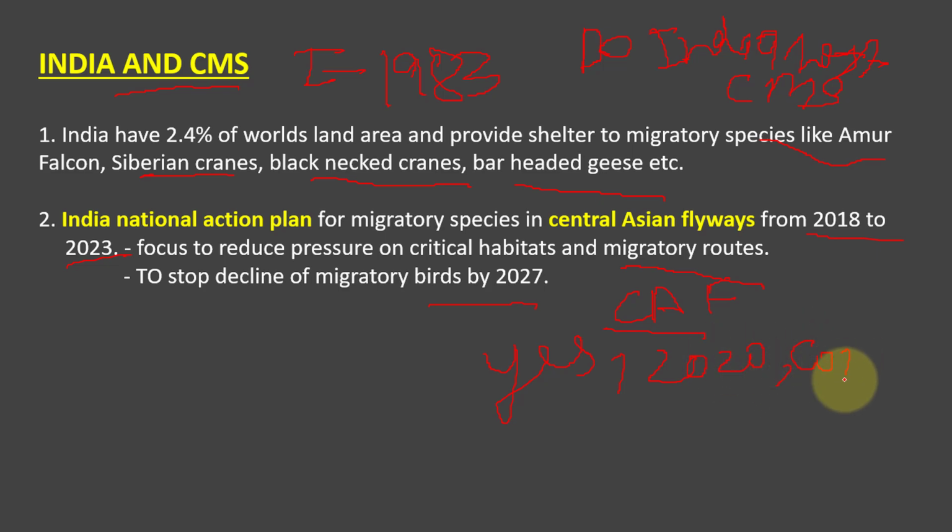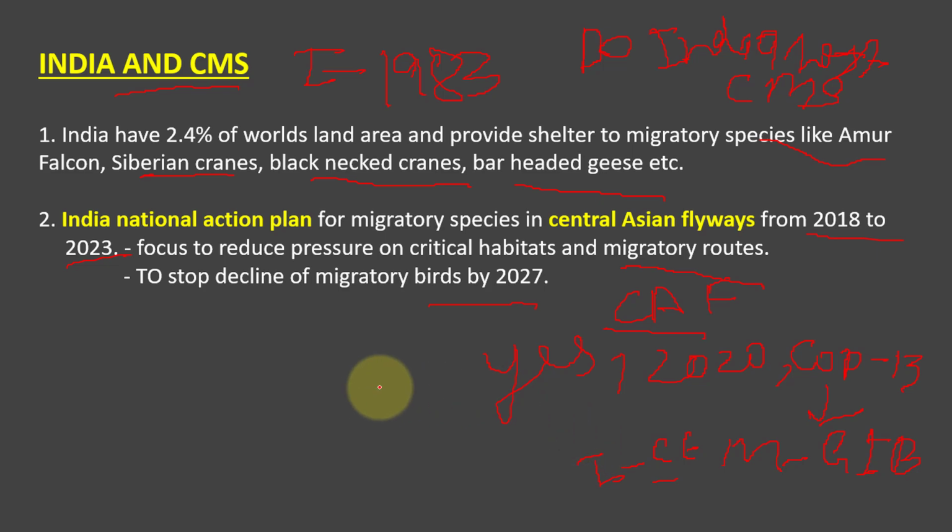COP, Conference of the Parties, known as COP 13, friend. So friend, in COP 13 the mascot क्या था फ्रेंड? ग्रेट इंडियन बस्टर्ड। यस फ्रेंड, ग्रेट इंडियन बस्टर्ड। इसका आईयूसीएन लिस्ट में फ्रेंड, in the IUCN list the great Indian bustard is critically endangered. So this is the fact, friend.